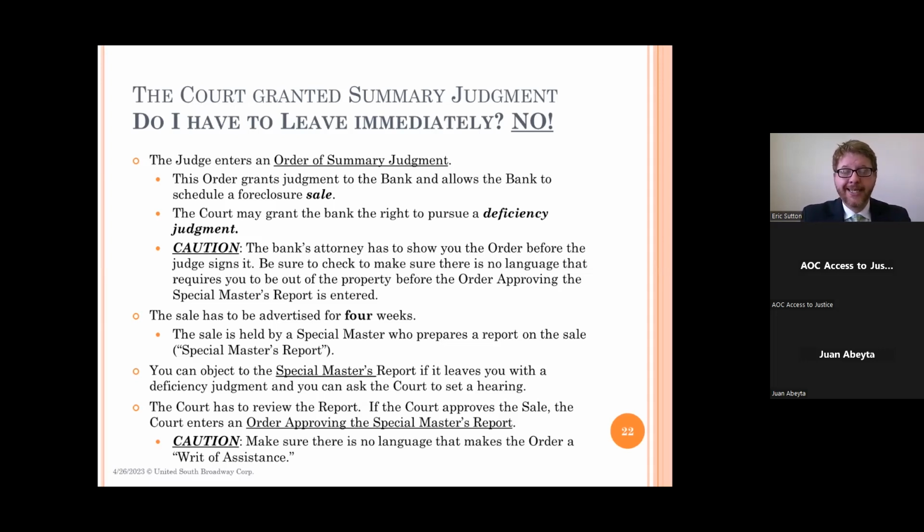Again, borrowers should be cautious about what is in that order that the plaintiff, that the bank attorney, provides to the court. I have seen orders that say that the order approving the special master's report counts as a writ of assistance. It is not. You have to petition separately for a writ of assistance, and it's improper to make that part of that order, in my opinion.